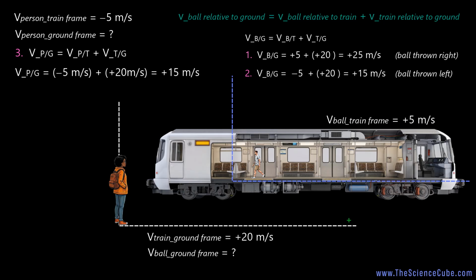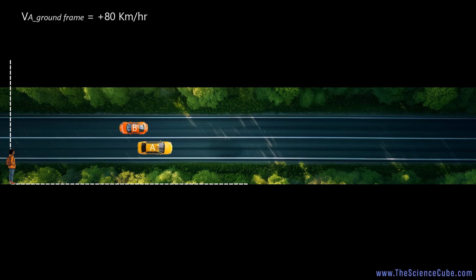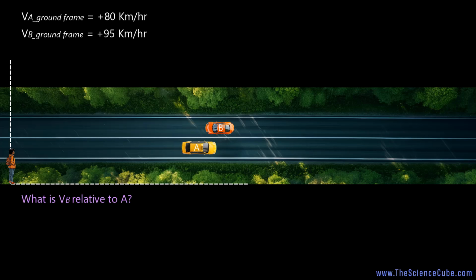Now, what about subtracting? Sometimes the question asks you to find the velocity of object A relative to object B, where both are moving. This is like the car passing you on the highway situation. You're driving at positive 80 kilometers per hour to the right, and another car passes you at positive 95 kilometers per hour to the right. What is the velocity of the other car relative to you?